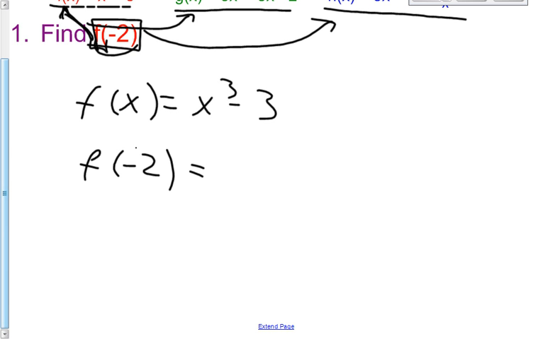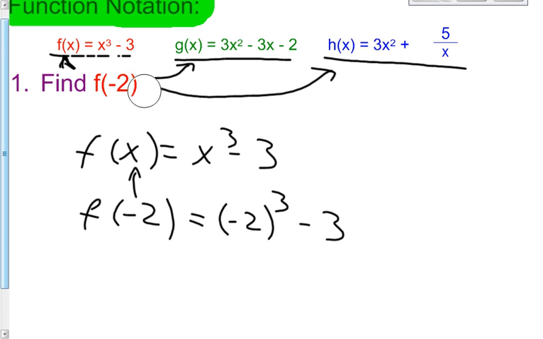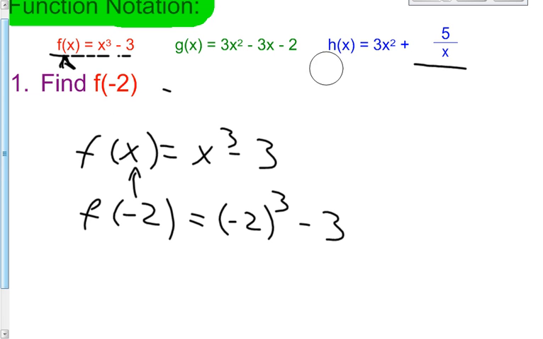So if -2 went in for this x, every time I see an x, I'm going to put in a -2 on the right side. So we have f of -2 equals x cubed, where x is now -2: (-2) cubed minus 3. So class, here's all that has happened. We just said f of -2, so we're going to put the -2 into the f of x function. And now if x is -2, then we're going to put a -2 in right there as well.